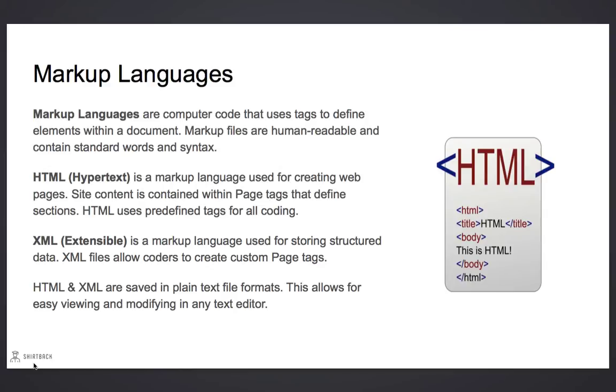XML stands for Extensible Markup Language. It's a language that's used to store structured data. XML files will allow the coder to create custom page tags. HTML and XML files are saved in plain text file formats. This will allow for the code to be viewed or modified in any text editor.